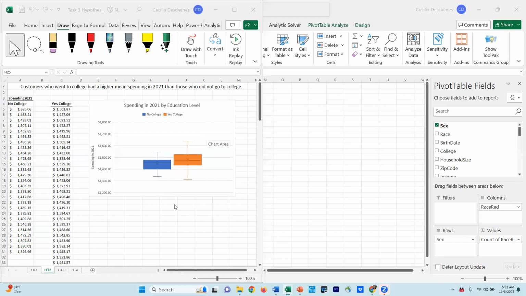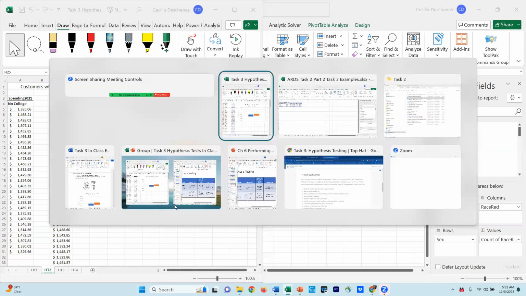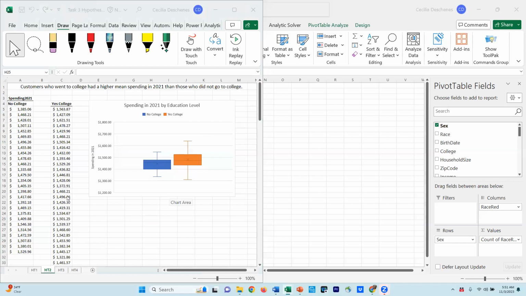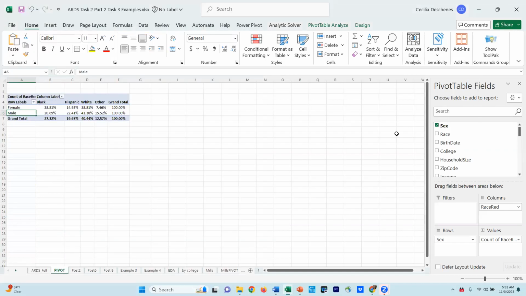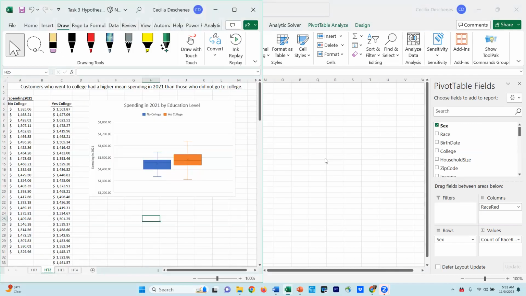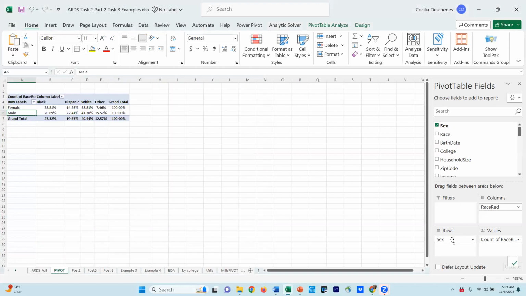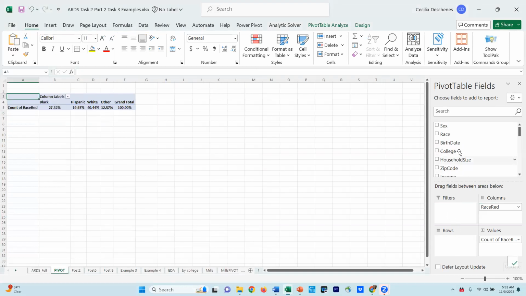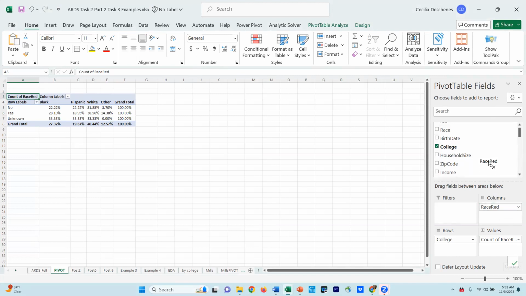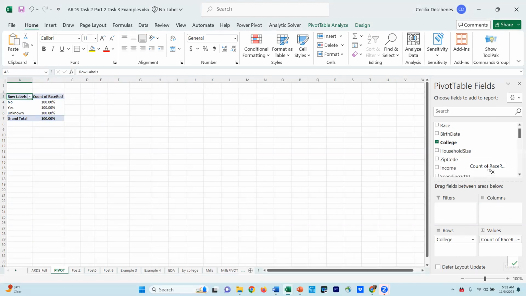So back in my task 2 part 2, where I was doing all the exploratory data analysis, I can go to the pivot table that has all the data. And in this example, we're looking at college and no college. So I'll use that. I'm going to clear out what's in the rows, and I'm going to get college in there. And I'm going to clear out anything from the columns, and oops, drag that away. And then I'm going to drag away anything from the values. So basically now I have just college: no, yes, and unknown.